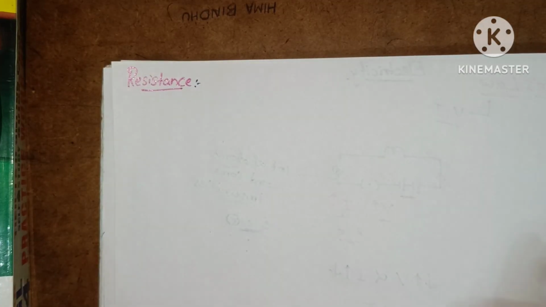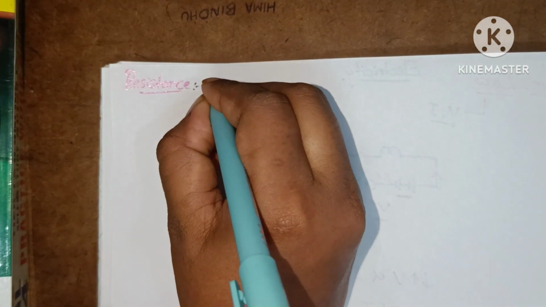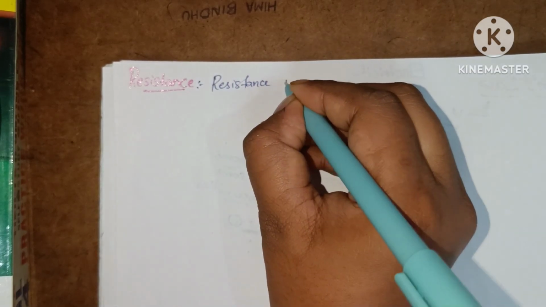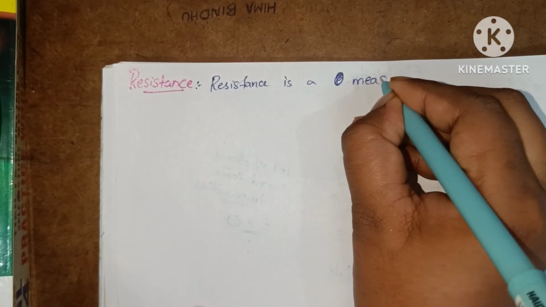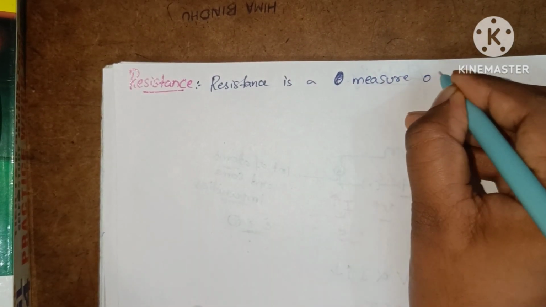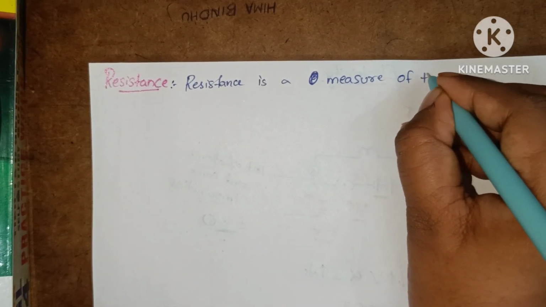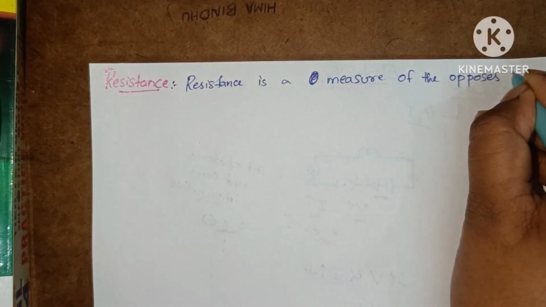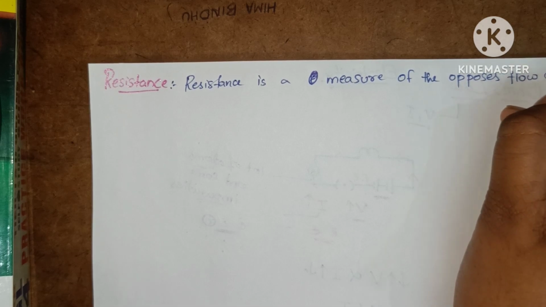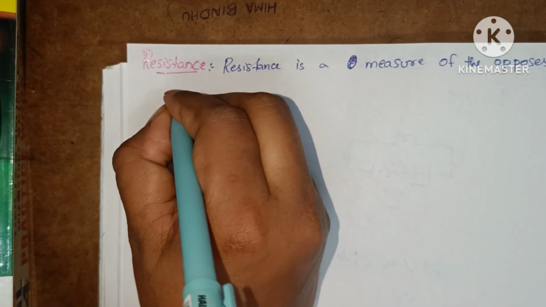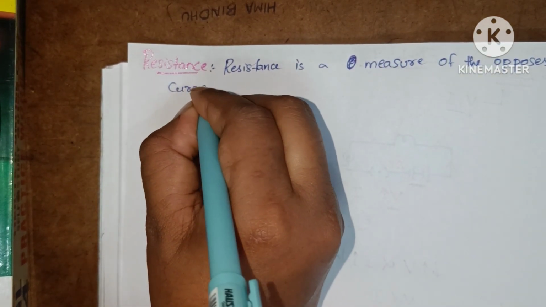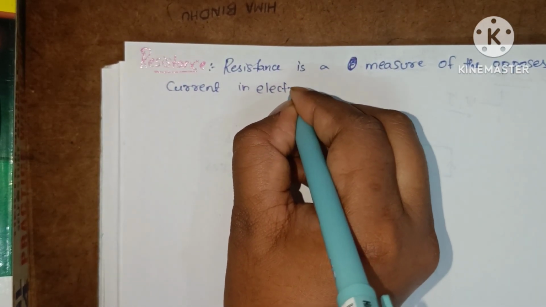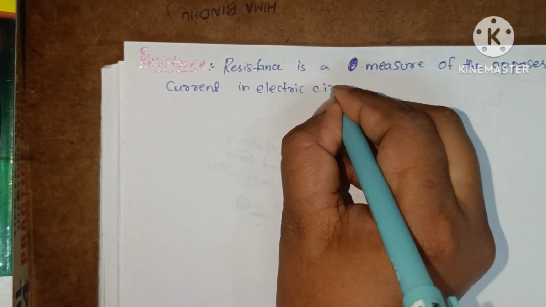So let us write the proper definition of resistance. Resistance is a measure of the opposition to the flow of current in an electric circuit.